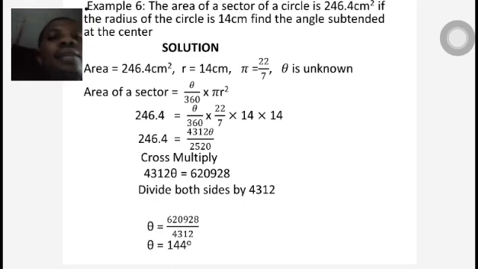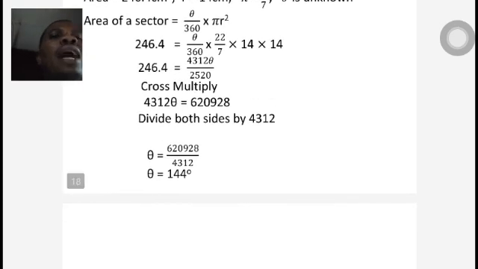Therefore you cross multiply, so you have 4312 theta multiplied by 1 gives you 4312 theta is equal to, so if you multiply 246.4 by 2520 you have 620928. Therefore you divide both sides by 4312 to get your theta. So we now have 620928 divided by 4312. So that gives us 144 degrees.